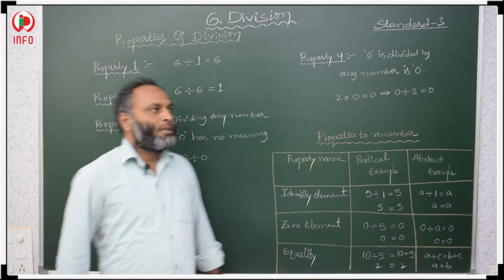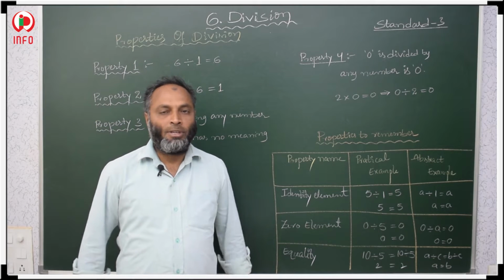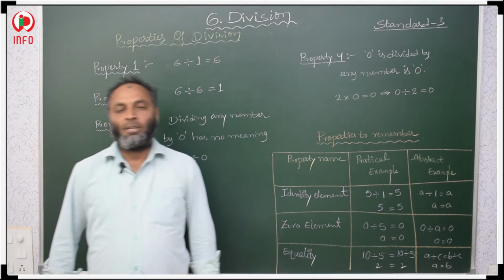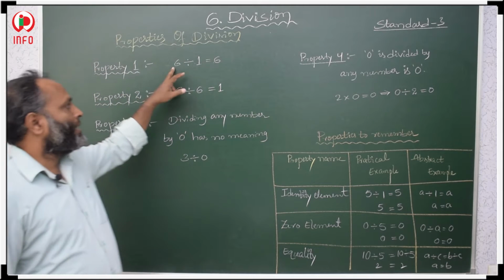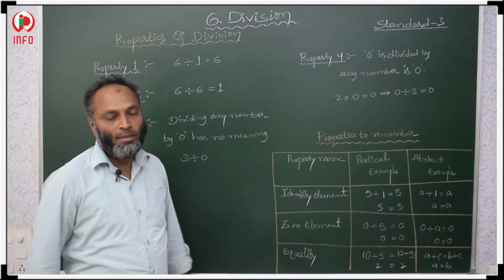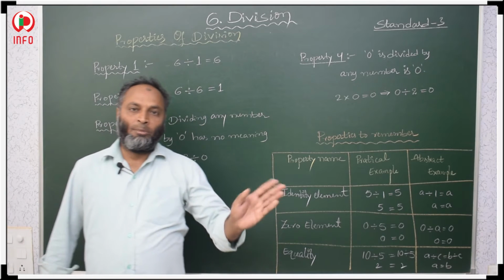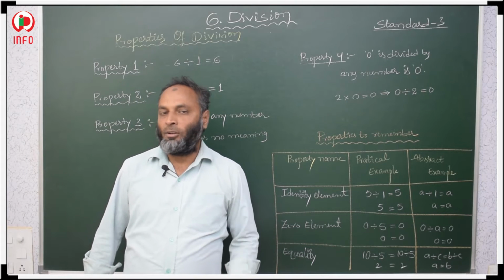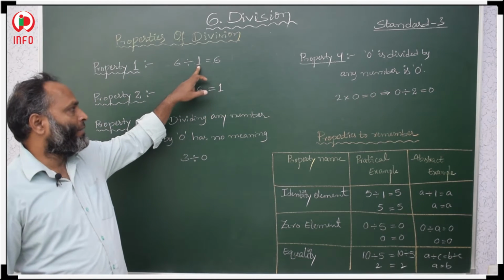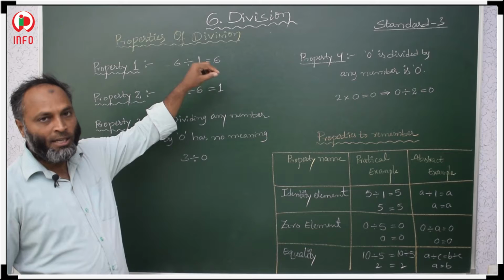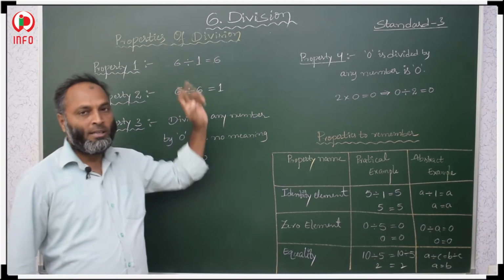Yes, now students, next concept, properties of division. So, what are the properties there in division? The first property: 6 divided by 1 is 6. It means if any number is divided by 1, we will get the same number. The number itself is the quotient. Say 6 divided by 1 is 6.